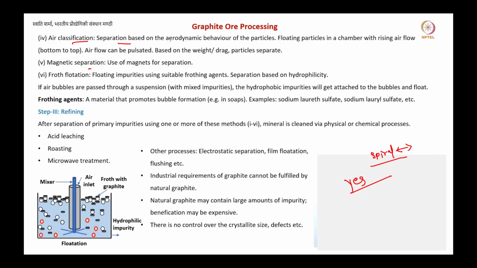So, floating particles in a chamber with rising airflow, bottom to top. There will be airflow from the bottom to the top. Floating particles will be there, and the airflow can be pulsated based on the weight. Again, the same thing came: based on the weight, particles will get separated.